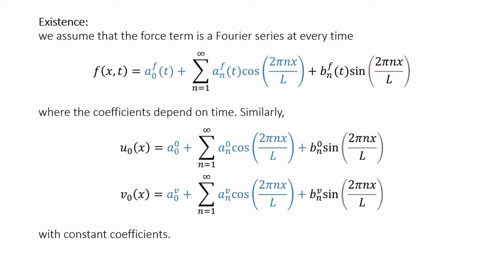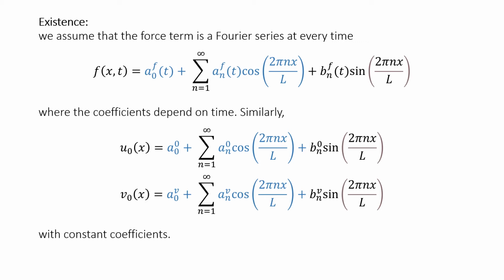And we assume that v0(x) equals av0 plus, again, the infinite sum from n equal 1 up to infinity of avn times cosine(2πnx/L) plus bvn times sine(2πnx/L).